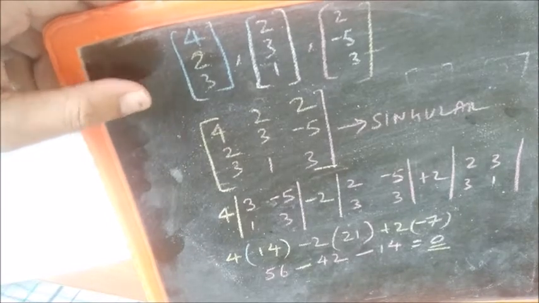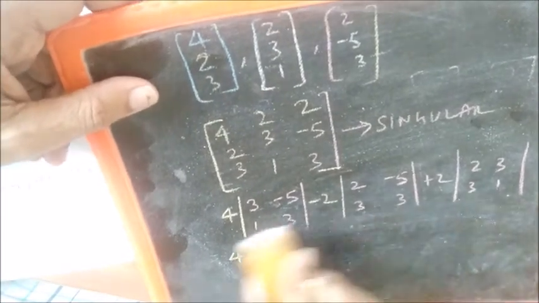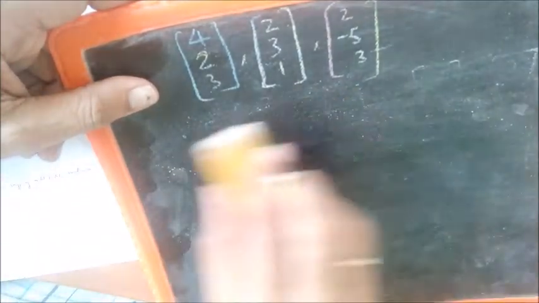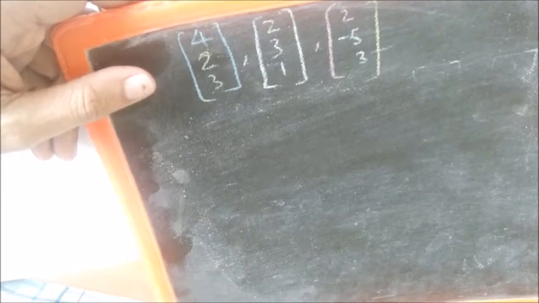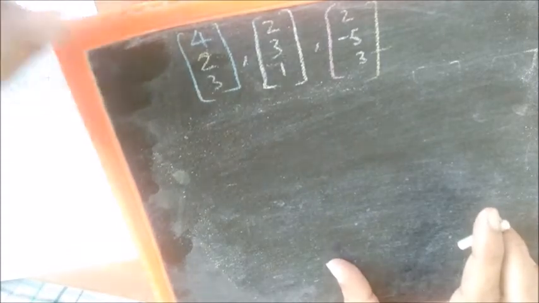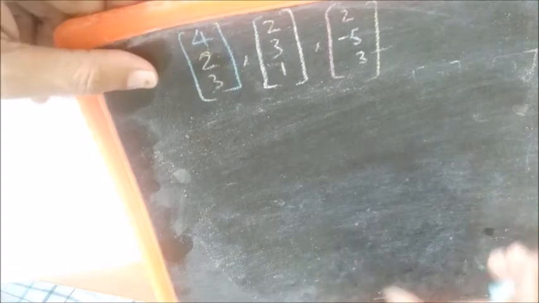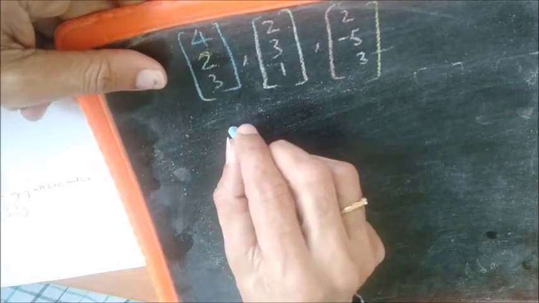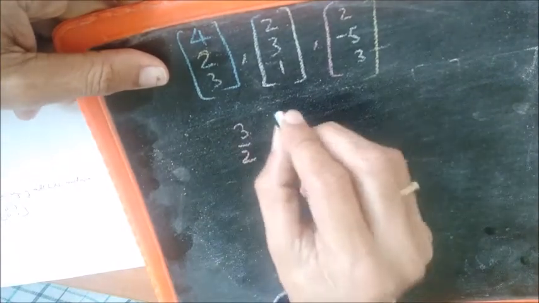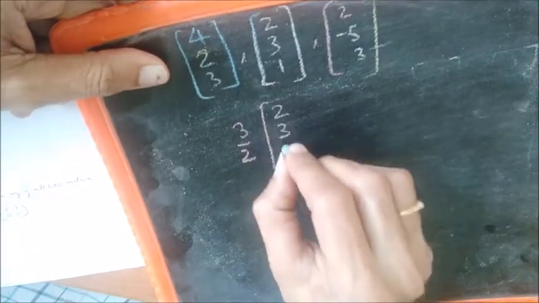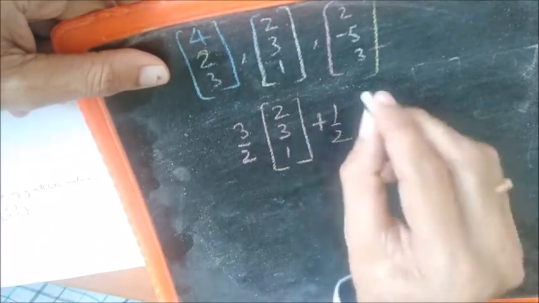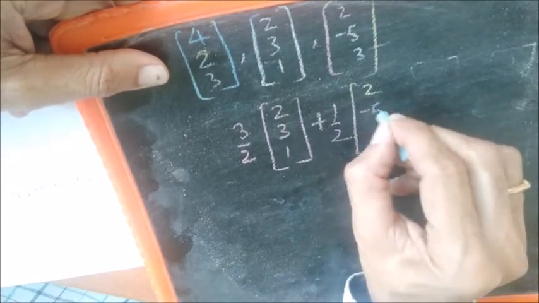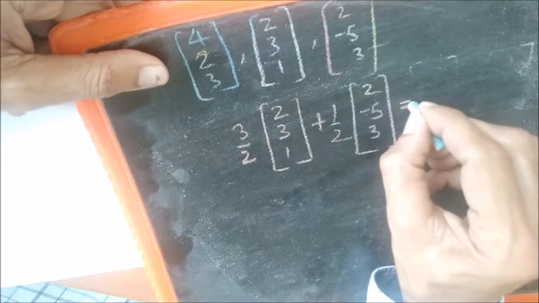Now again, from the theory discussed in the previous video, we know that if a set of vectors are linearly dependent, then at least one of them can be expressed as a linear combination of the others. And it is indeed the case here. I will not work out the details, but I will show that it is so by showing that 3 by 2 into (2, 3, 1) plus 1 by 2 into (2, -5, 3) is equal to, let's see what happens.